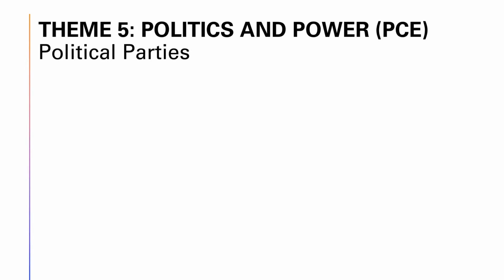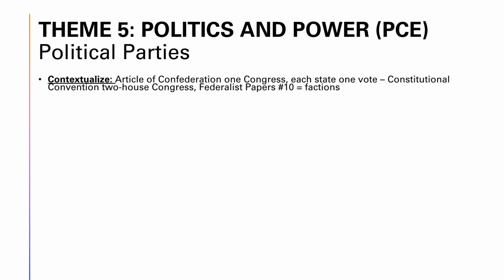Politics and power, right? Looking at this as political parties. The Articles of Confederation, you have one Congress, one vote, or one house Congress. Each state has one vote, which led to a Constitutional Convention to get a two-house Congress. Now we were trying to figure out what we're going to do with our government. The Federalist Papers come along and begin to explain what the Constitution is going to do. And Federalist number 10 specifically talks about factions, groups of men who want to influence people for their own gain, and how to deal with that.